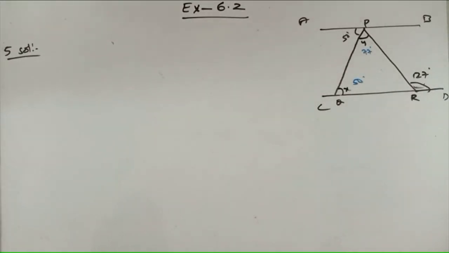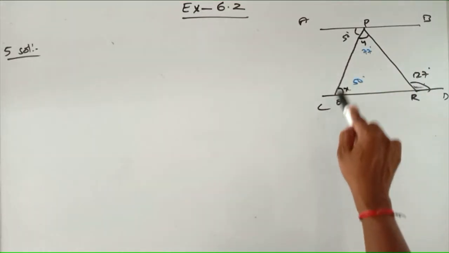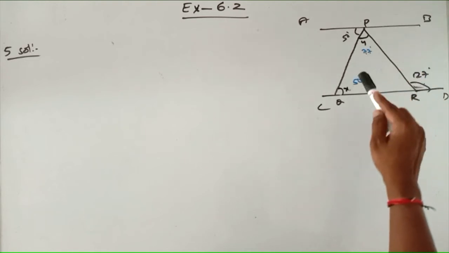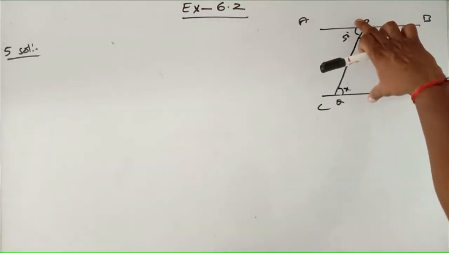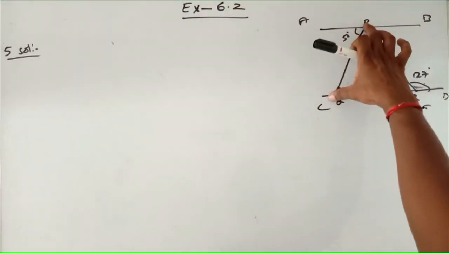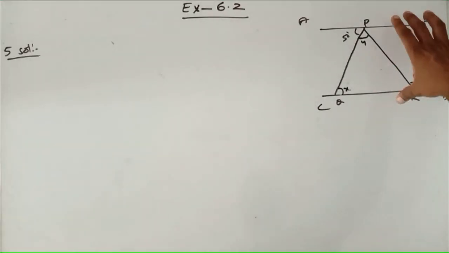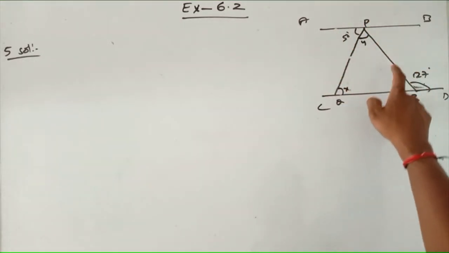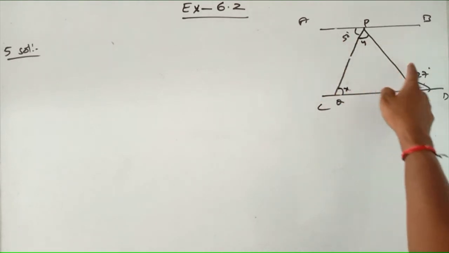Children, see the fifth question. In the figure, AB is parallel to CD and angle APQ is equal to 50 degrees and angle PRD is equal to 127 degrees. Now I have to calculate the value of X and Y. To find these X and Y values, here these two are parallel lines. Then this is a transversal, so automatically X value is equal to 50 degrees. Now here these two are parallel lines and PR is a transversal. Then again this total angle is equal to 127. 50 is already known. Then by simplification I will get the value of Y, that is 77 degrees.